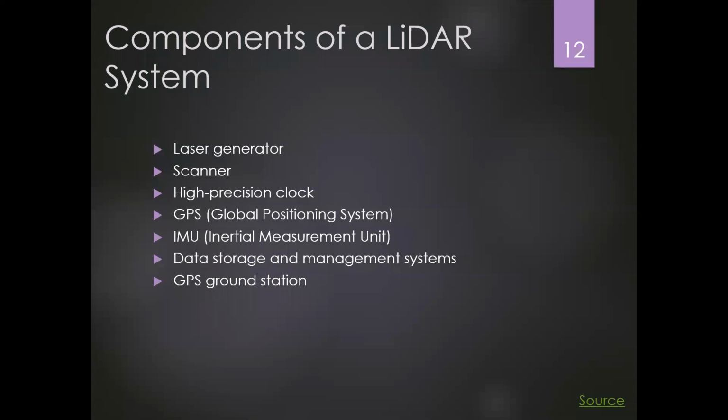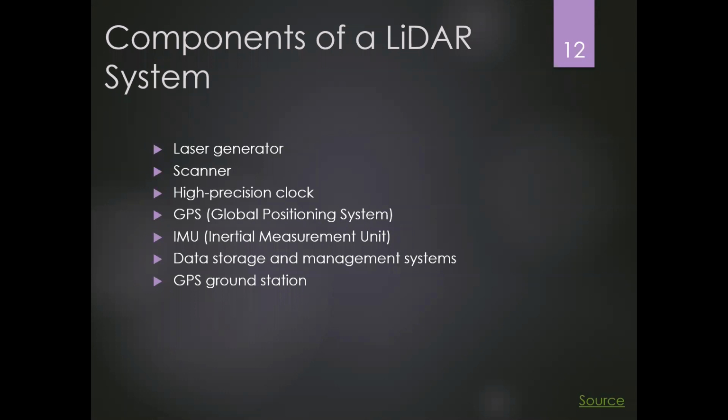Okay, let's continue with LiDAR. Next, I want to introduce different parts, or components, of a LiDAR system. A typical LiDAR system includes a laser generator, a scanner, a high precision clock to record time, GPS, and IMU.